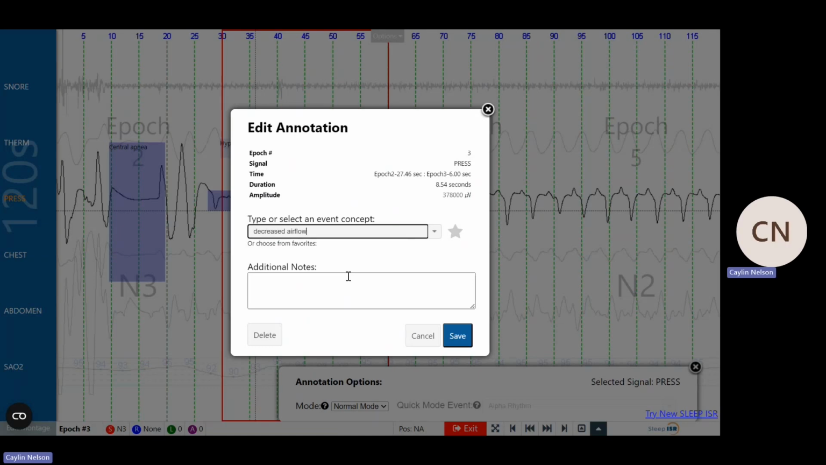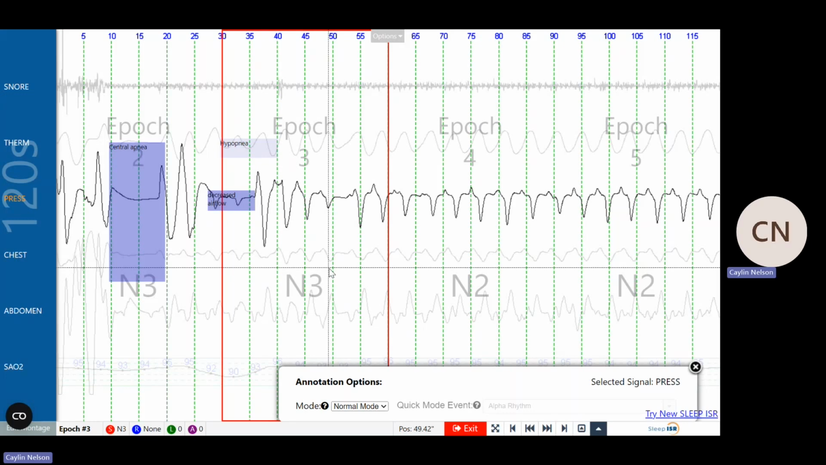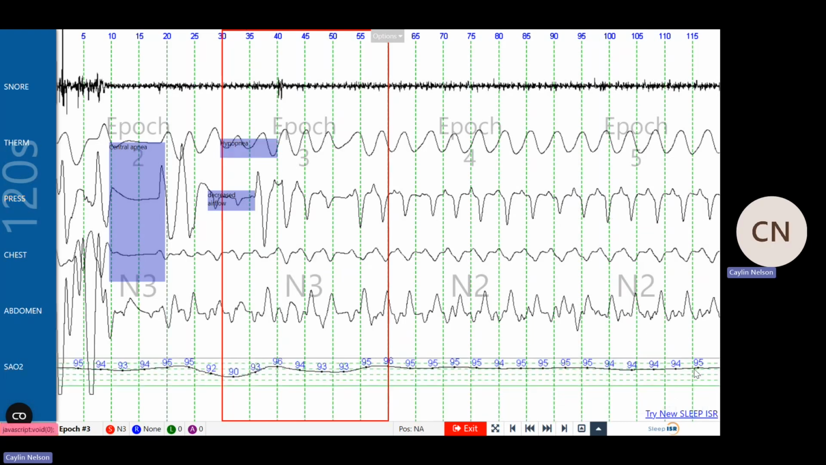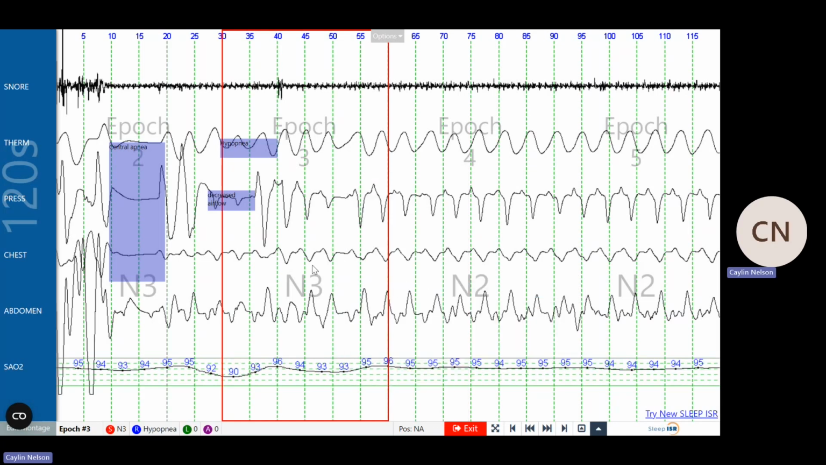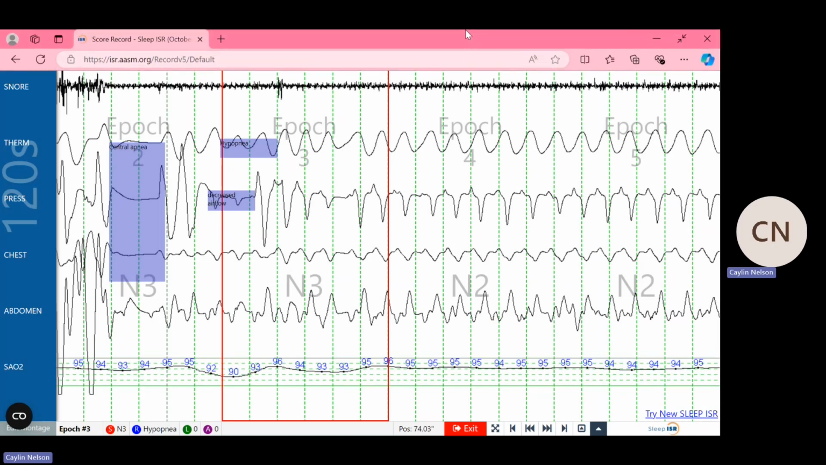So it's not exactly something that you'll be scoring necessarily. I'm just making a notation of it. The notation is just an annotation, specifically for your viewing purposes. I'm going to go in, right click in my respiratory and add in that hypopnea that we just saw.